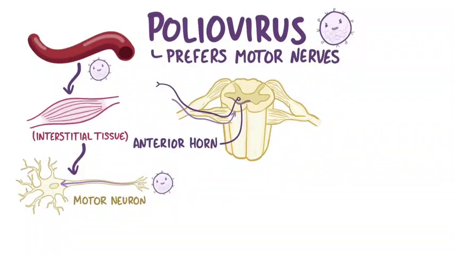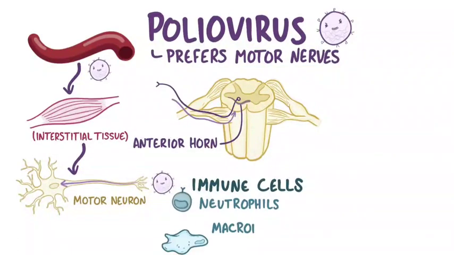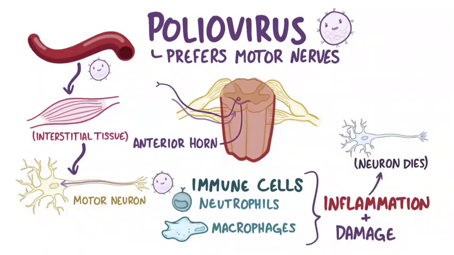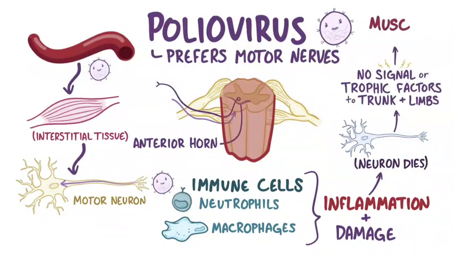Infected motor neurons attract immune cells like neutrophils and macrophages, which cause inflammation and damage to the spinal cord. As infected motor neurons die, the muscles of the trunk and limbs no longer receive signals from the brain, or trophic factors, which causes the muscles to start to atrophy and become weak.